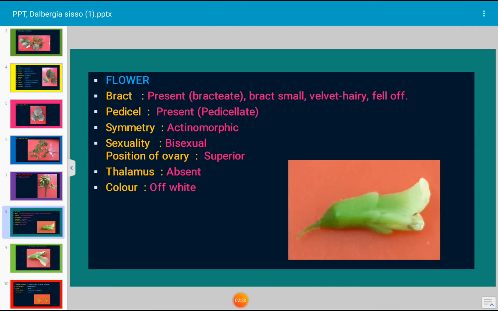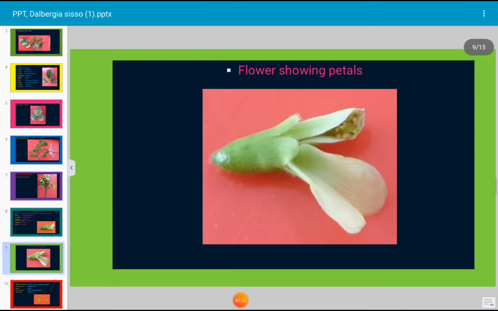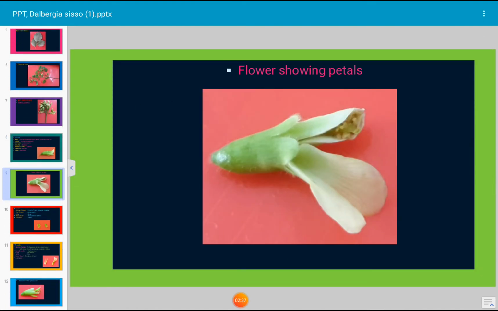Position of ovary, it is superior, because all the floral units originate from the base of the ovary, hence the position of ovary is superior. Thalamus is absent in Dalbergia sisso flower. Color of the flower is off-white. Next, this is the flower showing petals, just open flower.